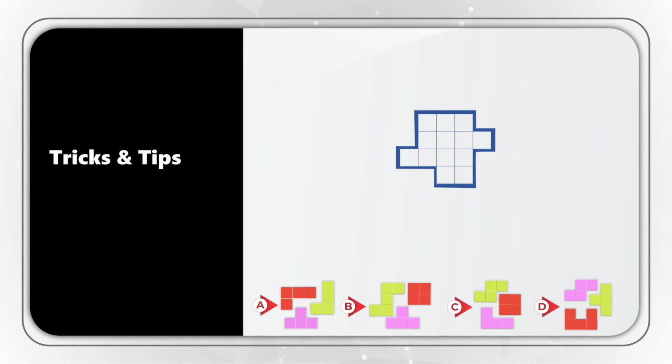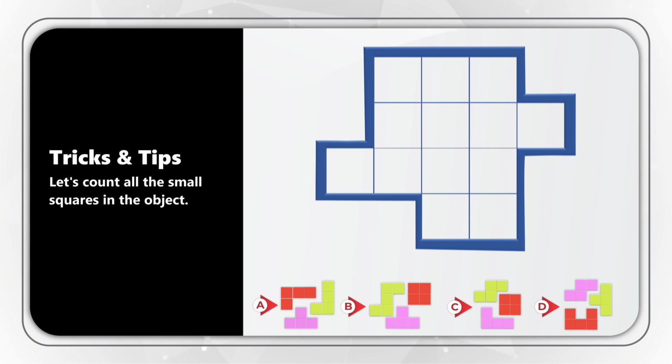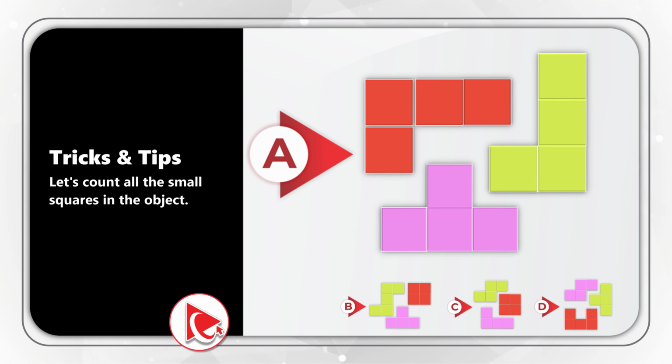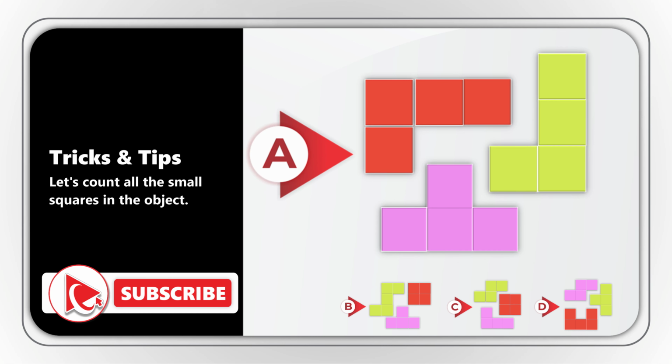Let me show you one little trick here, how you can eliminate some of the answers. Let's look closely at the target object. If we count all the small squares, we get 13 squares. Let's do that. 1, 2, 3, 4, 5, 6, 7, 8, 9, 10, 11, 12, 13 squares. But let's look at choice A. Choice A has only 12 small squares, which would mean that choice A doesn't fit perfectly. Let's count them.